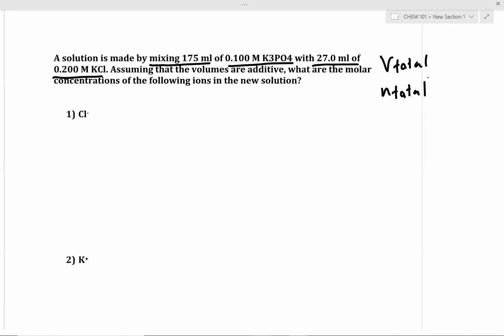Take the molarity, divide the total moles by the whole solution volume. Any questions? What do you calculate? So this is the moles of. But the volume of KCl is 27. Yeah.